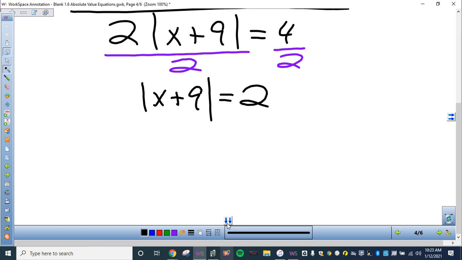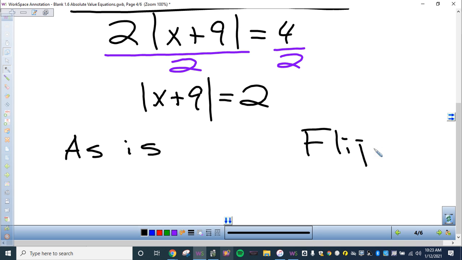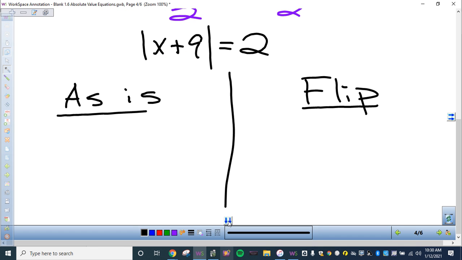So now we can write our two equations: as is, and flip. I know it seems stupid to write that every single time, but I write it every single time so that I don't mess it up, right? So if the teacher writes it every single time, you write it down too, okay? So first equation, as is: x plus 9 equals 2. Second equation: x plus 9 equals negative 2.